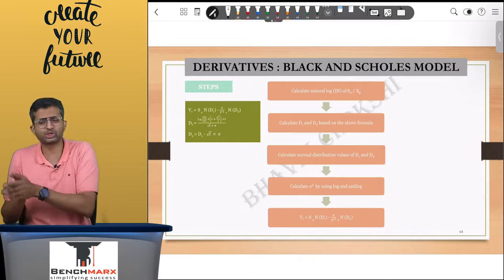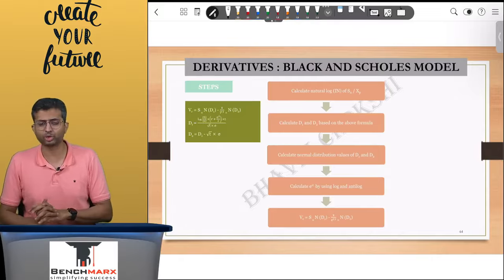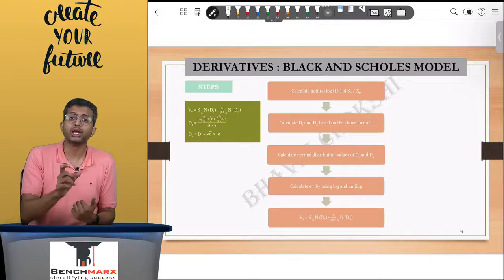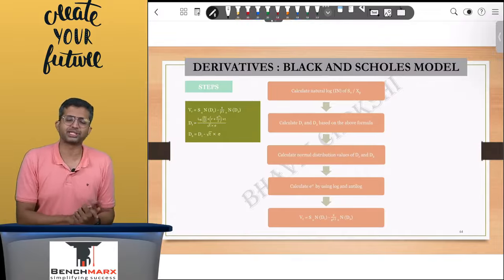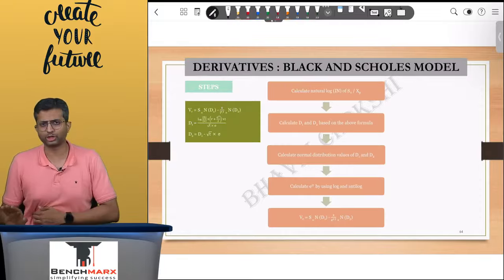Log of e, where e is 2.71828, is, I think, 0.4343. So whatever is the log value that you get in the numerator, divided by the log value of e, you will get the natural log value. You do not take any anti-log over here.